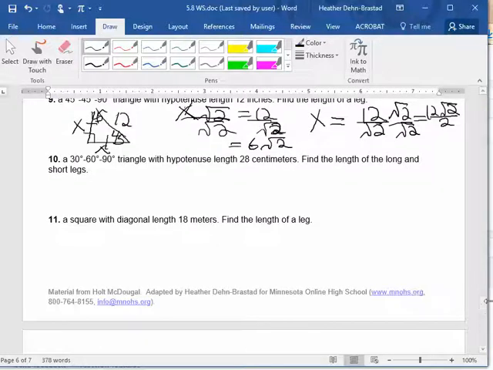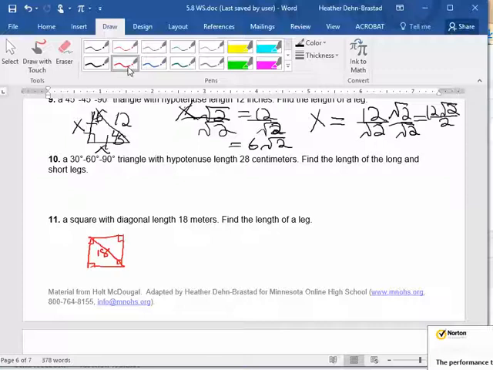Number 11 says a square with a diagonal length of 18 meters. Let's look at a picture of what that means. We have a square, which of course has all right angles, and we divide that square with a diagonal, and this is 18. So what we really have is 2 right triangles, and they're each 45, 45, 90 triangles. If I'm looking for the length of a leg, it's very similar to the one we just did, and you'll have to divide by the square root of 2 to get your answer.